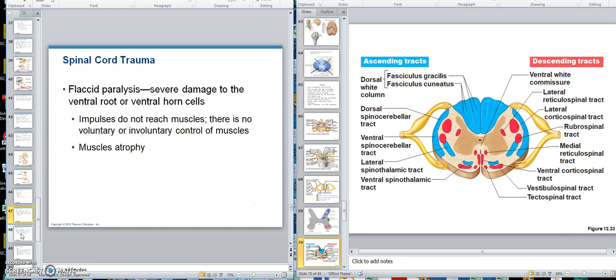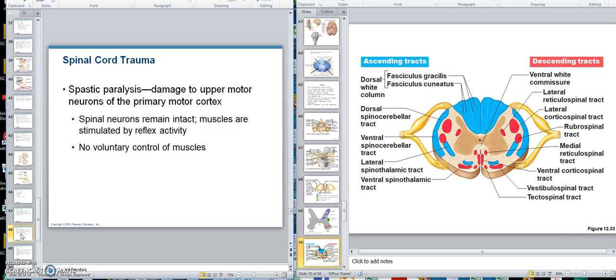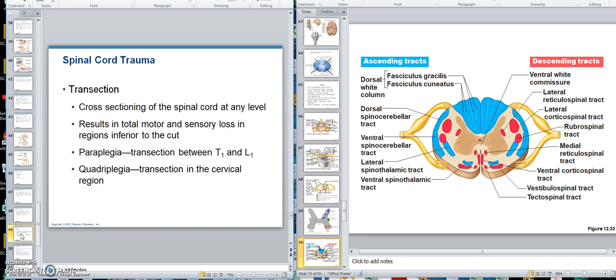All right. We go further. So we talked about that. A transection of the cord, a cross-section at any level, results in a total motor and sensory loss in the regions inferior. Doesn't take a great genius. Anything down from that, you don't have any connection to. Paraplegia, transection between T1 and L1. Quadriplegia, cervical.